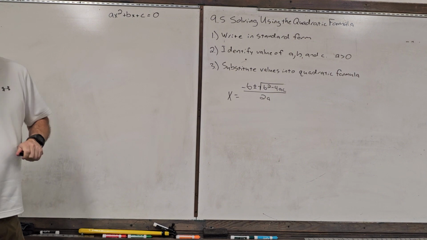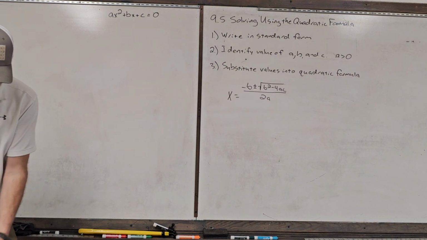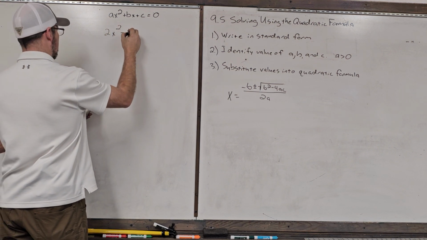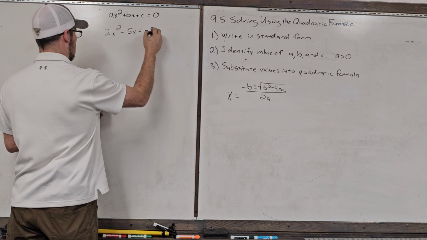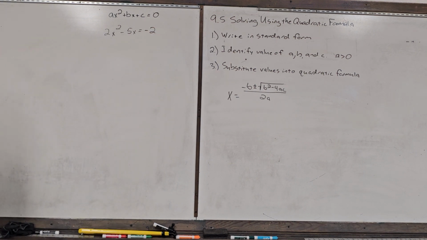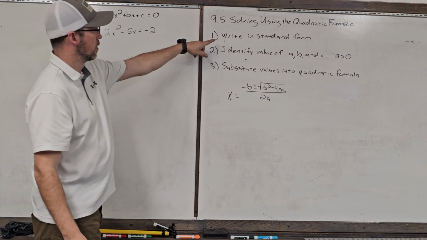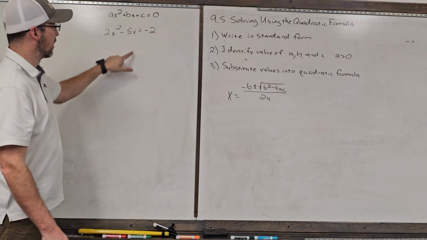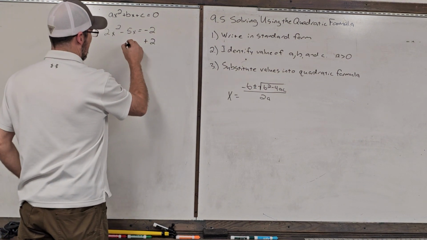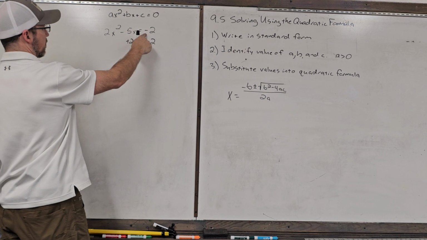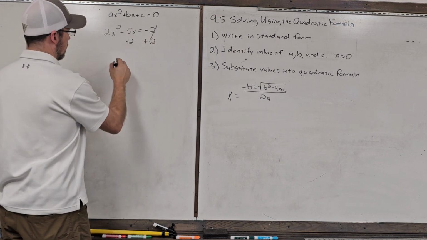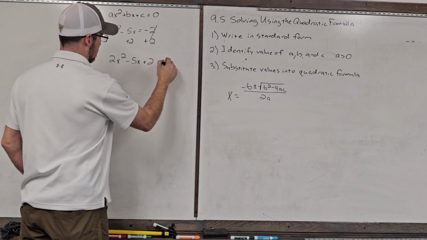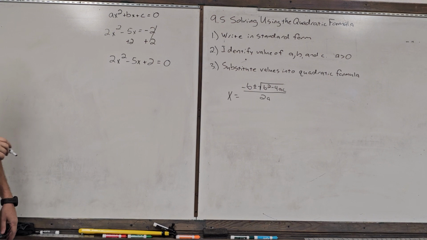All right, so let's talk about what this is going to look like. If I have the quadratic 2x squared minus 5x equals -2. Step 1, write it in standard form. Standard form should always be equal to 0. This is not equal to 0, so I need to move that constant. I move it to the other side by doing the inverse operation. The opposite of subtracting is adding, so those cancel out. This side I get 2x squared minus 5x plus 2 equals 0. It is now in standard form.